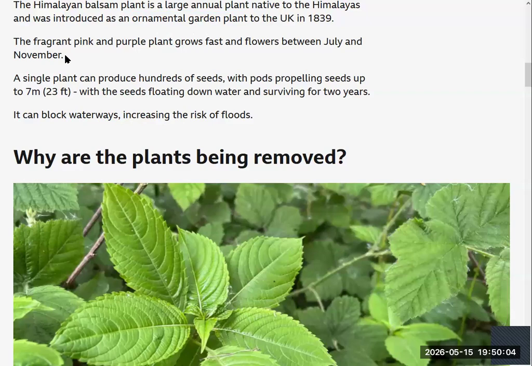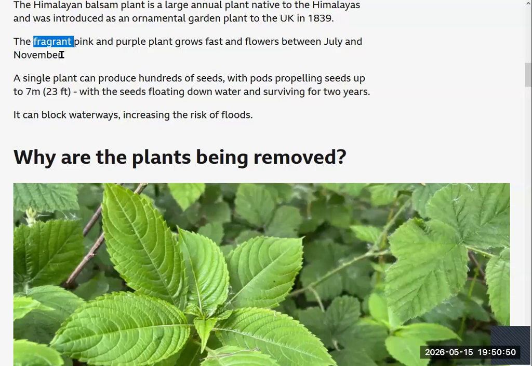So if I read the next paragraph, that's a very short one, or sentence even. The fragrant pink and purple plant grows fast and flowers between July and November. Is that okay? Anything there you want to go back over again? Fragrant. Yeah, fragrant. Very nice smelling. It can be fragrant food as well, for example. And so you might say that's a very nice fragrance. I've changed the ending a little bit. That's a very nice fragrance. The smell is very nice. That's it.